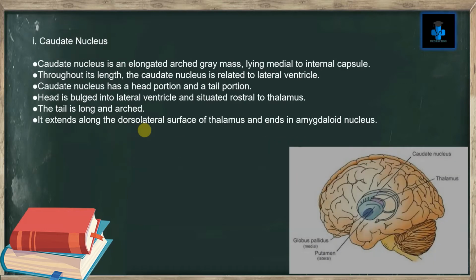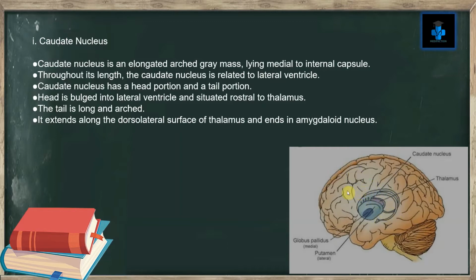Caudate nucleus. This right here is the caudate nucleus. So, caudate nucleus is an elongated arched grey matter lying medial to internal capsule. Throughout its length, the caudate nucleus is related to lateral ventricle. Caudate nucleus has a head portion right here and a tail portion.